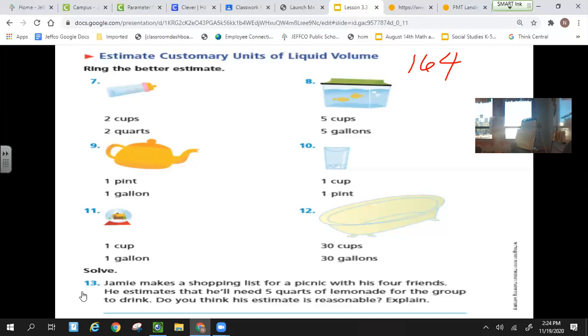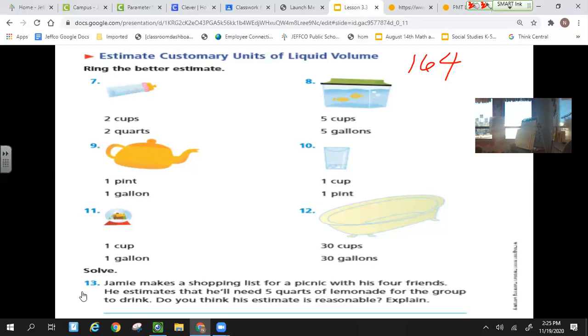So, would we use 2 cups to fill a baby bottle or 2 quarts? 2 cups. 2 cups or 2 quarts? 2 cups. Maximilian. Because 1 baby bottle. Maximilian, what did you say? Help them out, Henrik. Is it 2 cups or 2 quarts to fill up a baby bottle? What would be the best estimate?